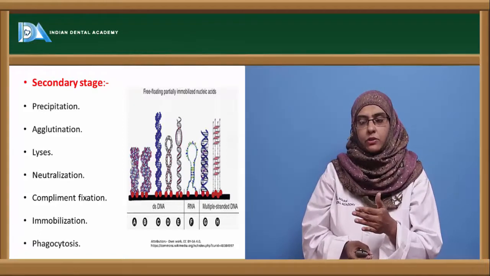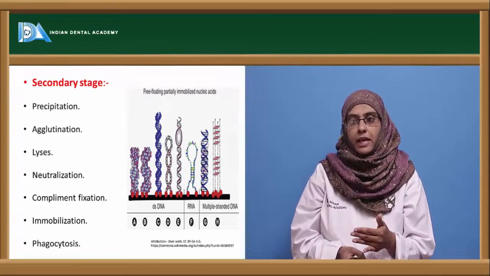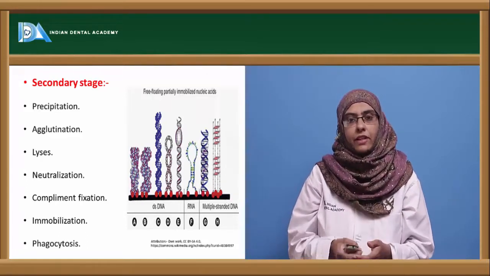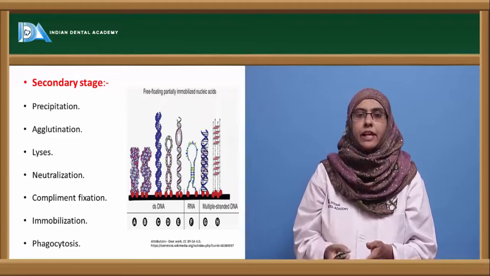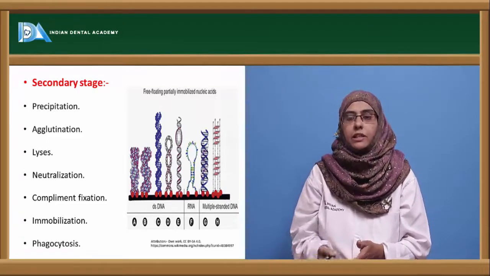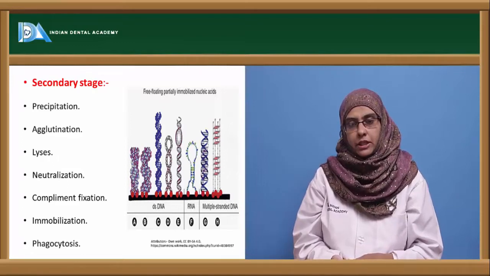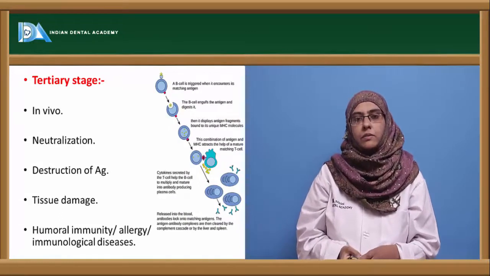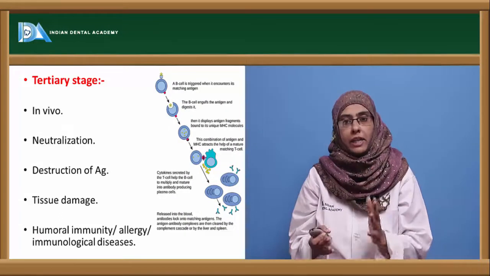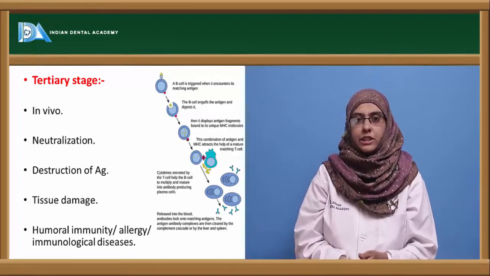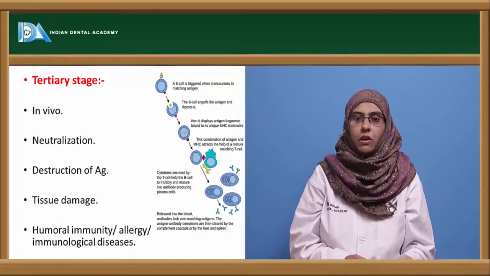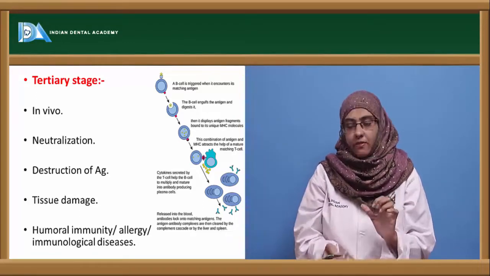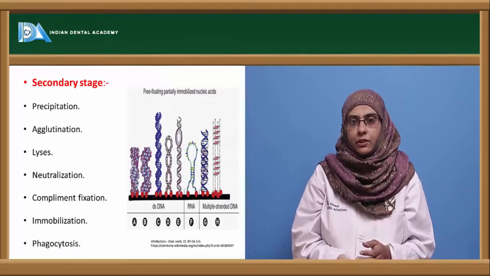So lysis, neutralization, complement fixation, immobilization and phagocytosis are all phenomena that take place in vivo. The observable manner or positive reaction between the antigen and antibody in vitro is via precipitation or agglutination, and this can also take place in vivo. Now most of the secondary cases can move ahead only in vivo, resulting in the tertiary stage where complete elimination of the organism takes place. So the tertiary stage only takes place in the in vivo condition, whereas the secondary stage can be demonstrated in vitro.